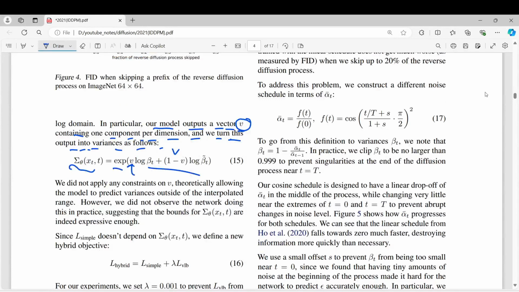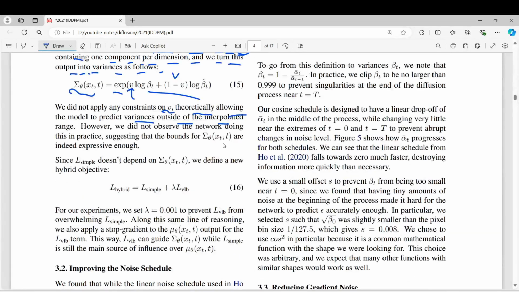In the log domain, the model will predict this vector v containing one component per dimension, and we turn this output into a variance as follows. They are telling us that if we don't apply any constraint on v, theoretically it allows the model to predict variance outside of the interpolated range. So we don't need that.